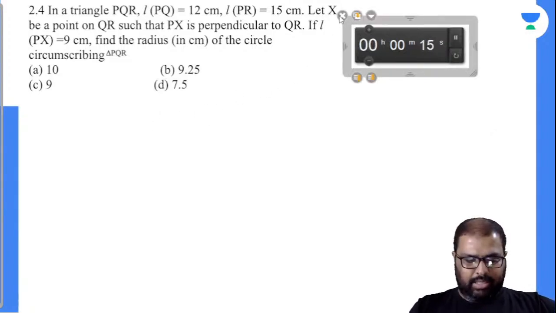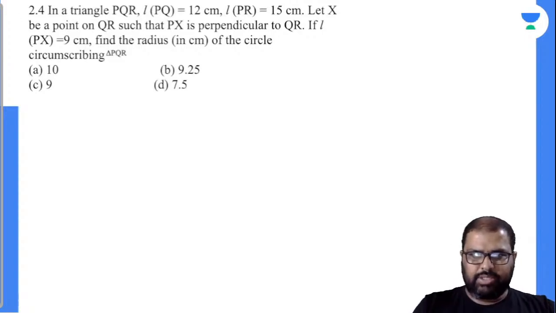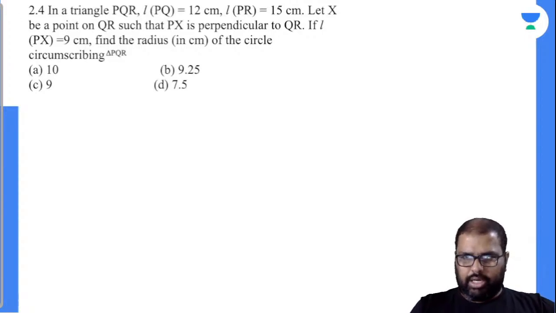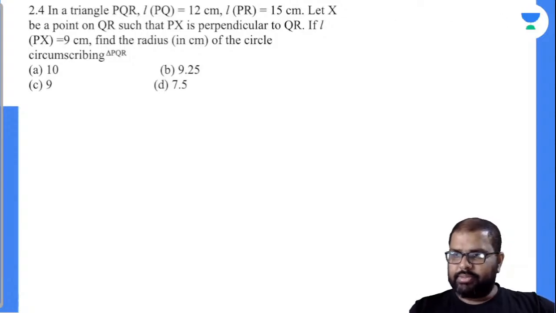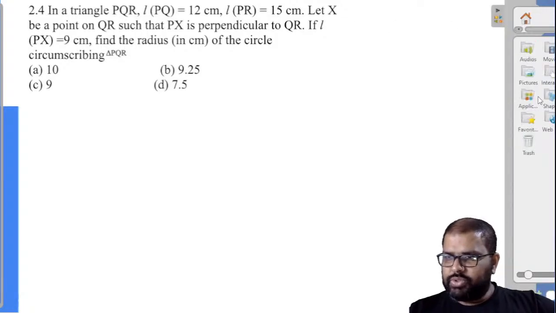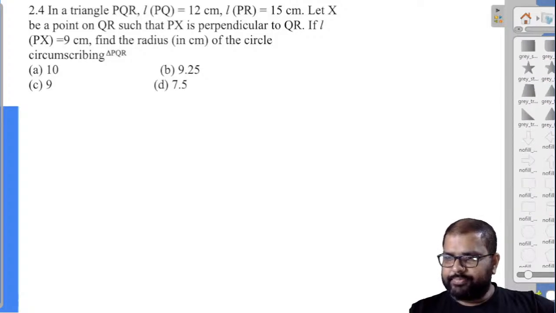No answers, right? Vaibhav asked me a doubt. Basic question, na? Let's solve it. In a triangle PQR, PQ is 12, PR is 15. Let X be a point on QR such that PX is perpendicular to QR. If the length of PX is 9 centimeter, find the radius of the circle circumscribing PQR.